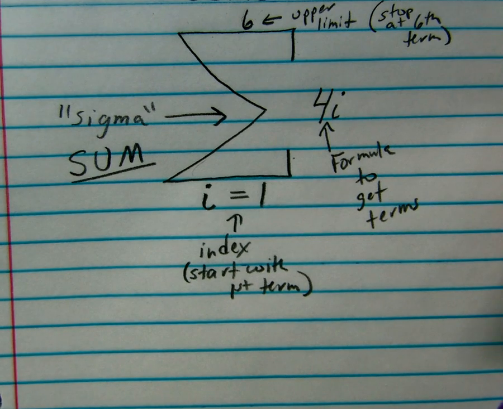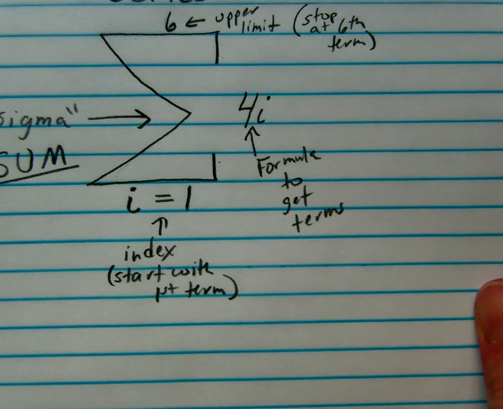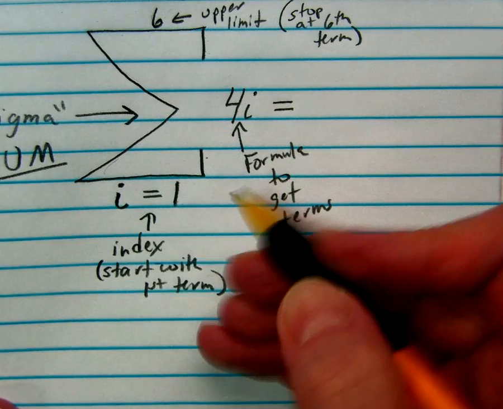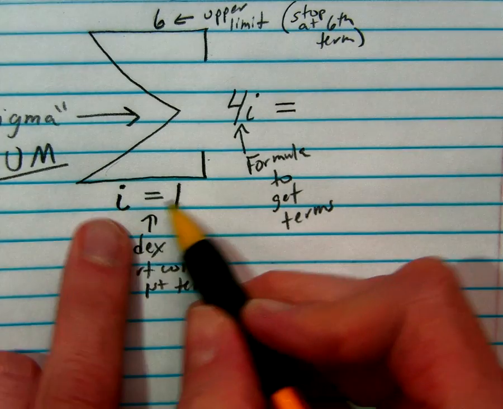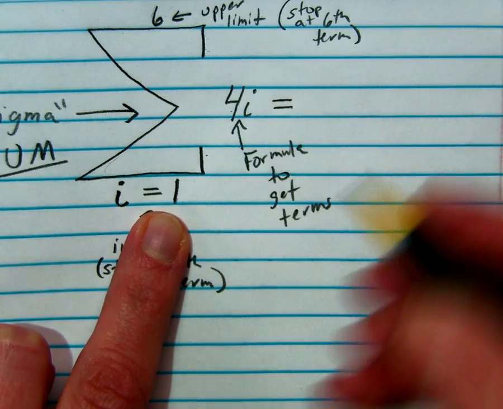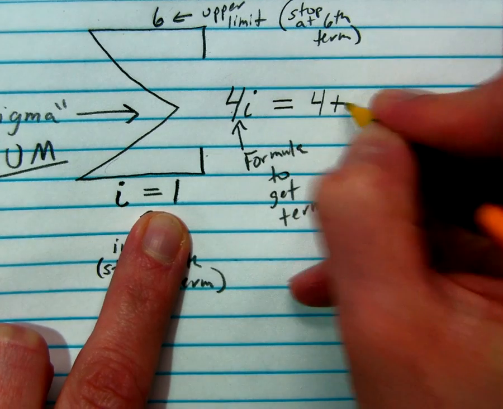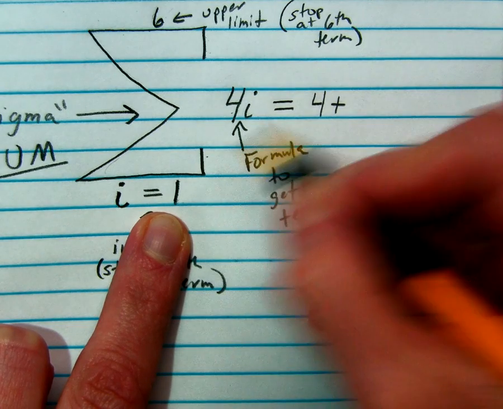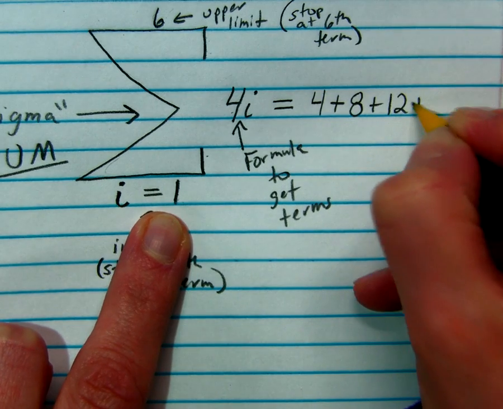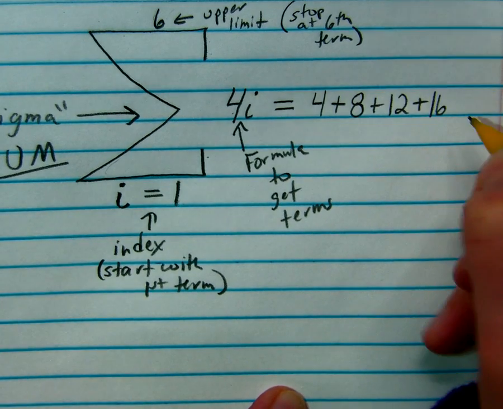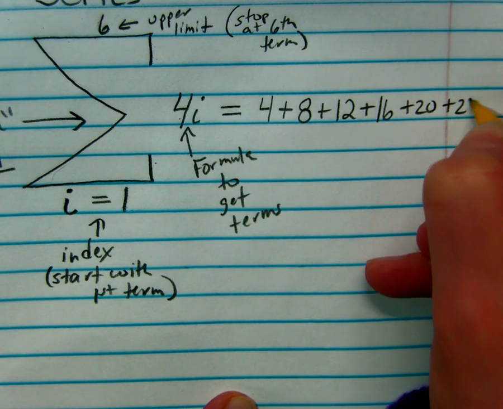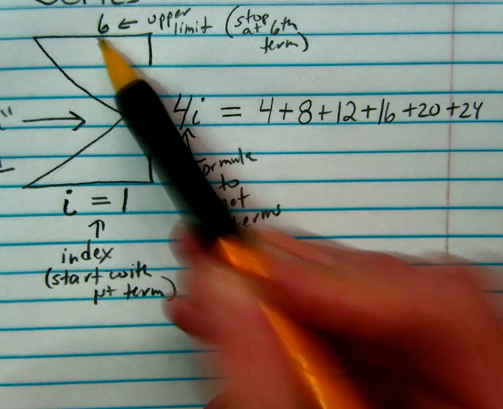So what I would do is I would take a little room and I would go, okay, so what's the first term of my sequence? So I'm starting with the first term, which is 1. I'm going to put 1 in for i. 4 times 1 is 4. Then I do the second term. 4 times 2 is 8. 4 times 3 is 12. 4 times 4 is 16. 4 times 5 is 20. And 4 times 6 is 24. So I know that I'm going to stop when I get to 6.